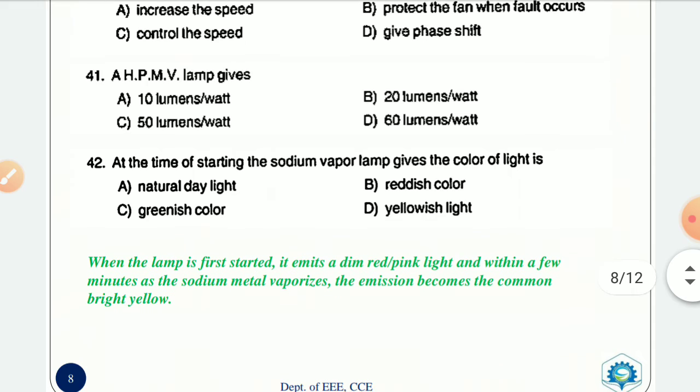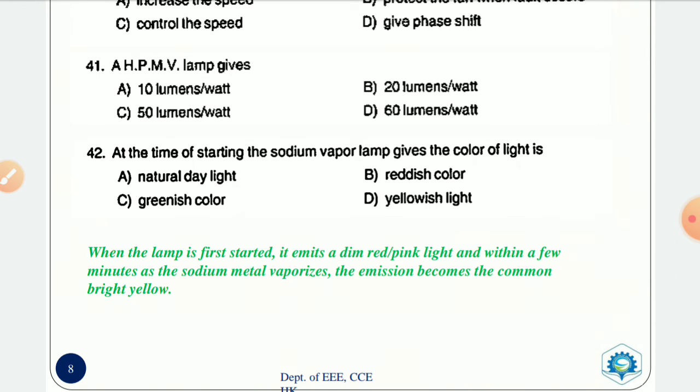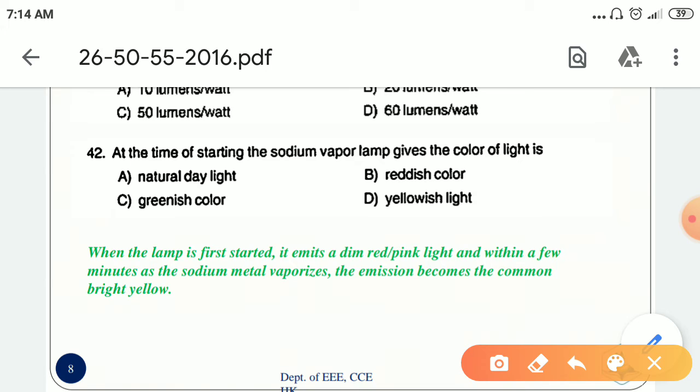Question number 42. At the time of starting, the color of light the sodium vapor lamp gives is. When the lamp is first started, it first emits a red or pink light, and within only a few minutes, the sodium metal vaporizes and the emission becomes a common bright yellow color.